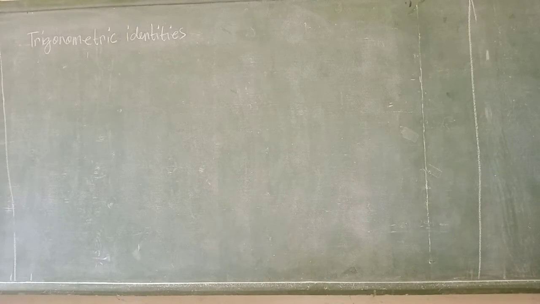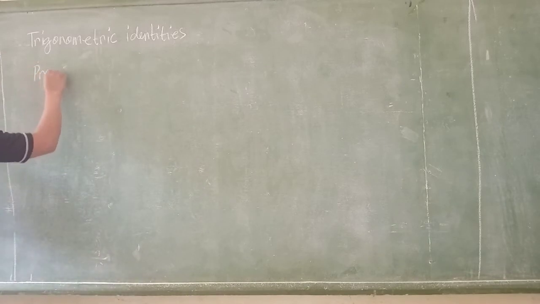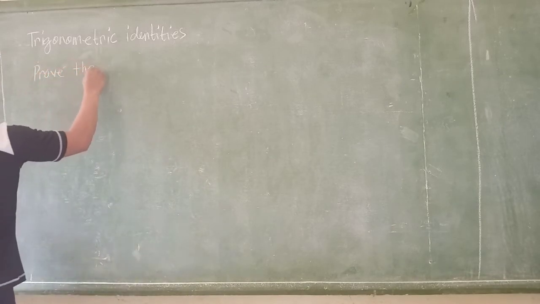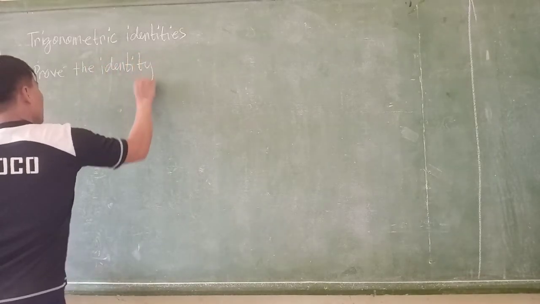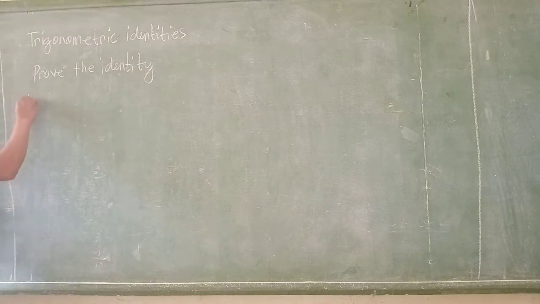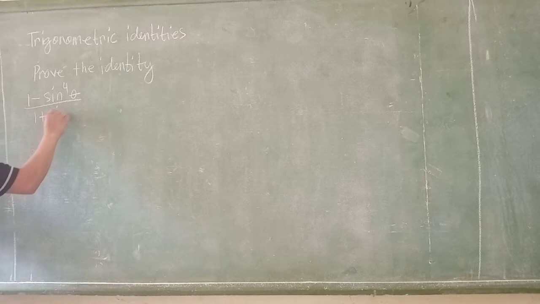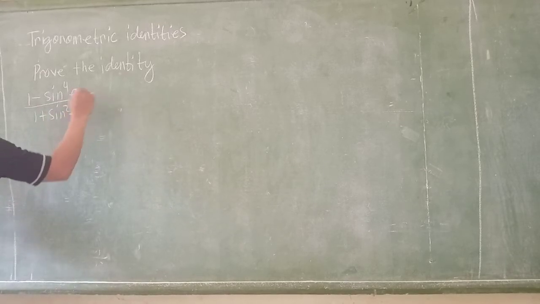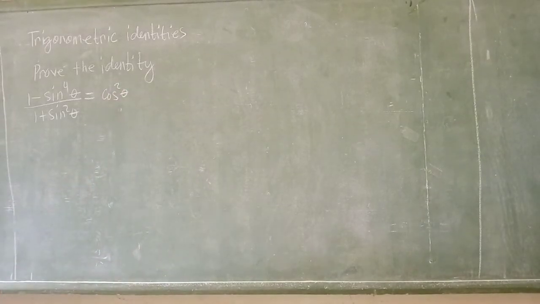Okay? Let us have the first example. Prove the identity: 1 minus sine to the 4th theta over 1 plus sine squared theta is equal to cos squared theta. Okay? So how do we simplify that one?